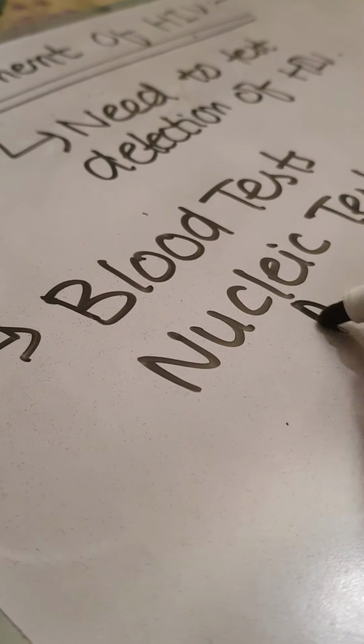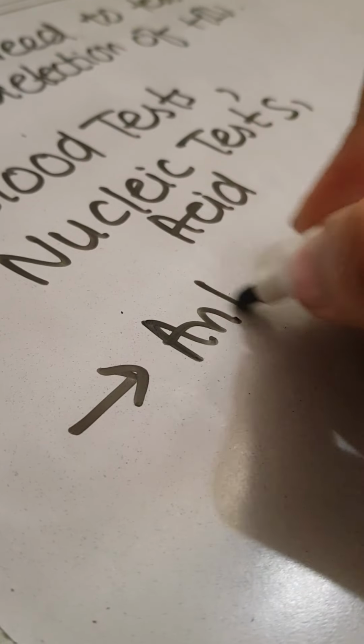We will discuss the treatment of HIV. First of all, for the treatment, we need to test for the detection of HIV. For the detection of HIV, what kind of test do we need? We need blood tests, nucleic acid tests, and we need antibodies test.